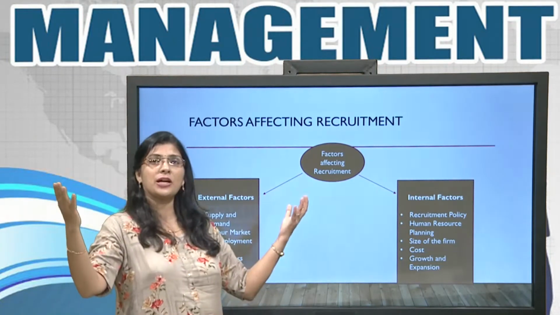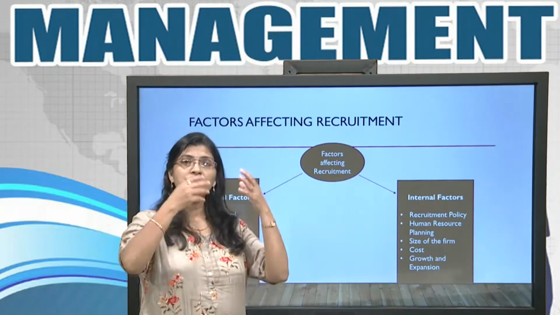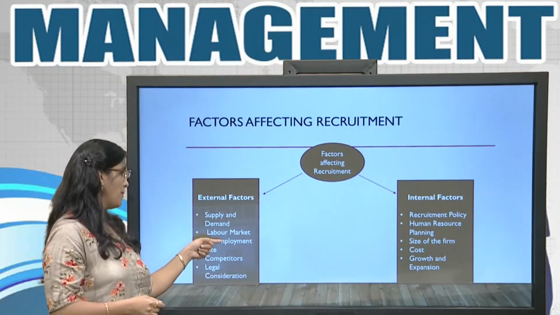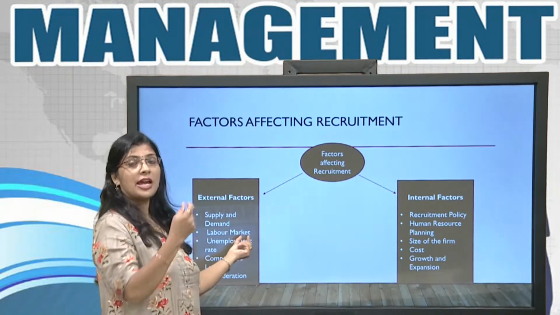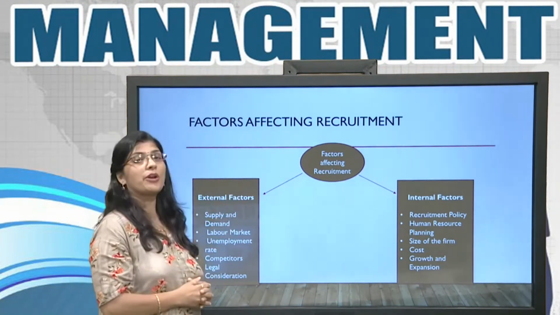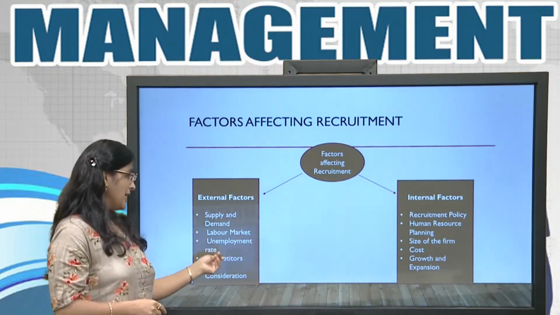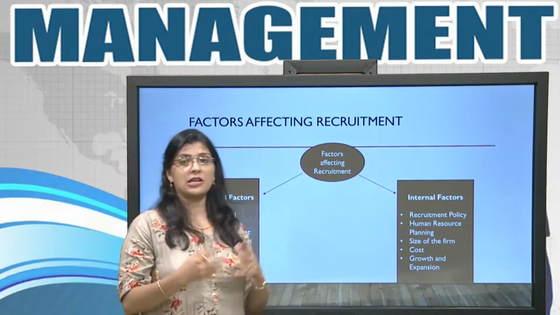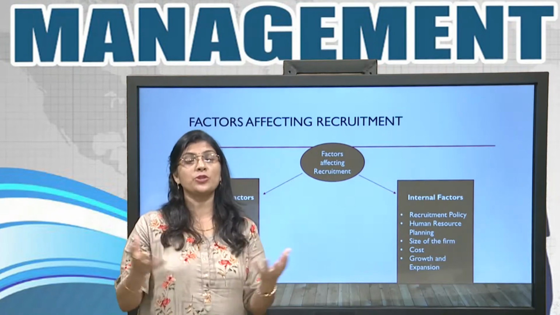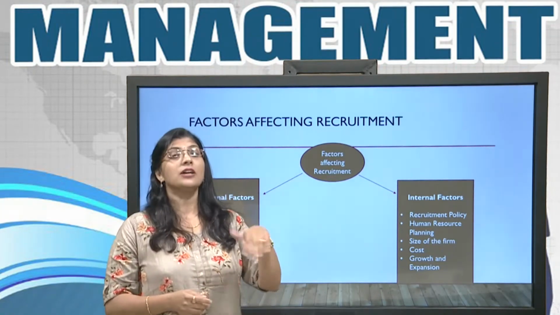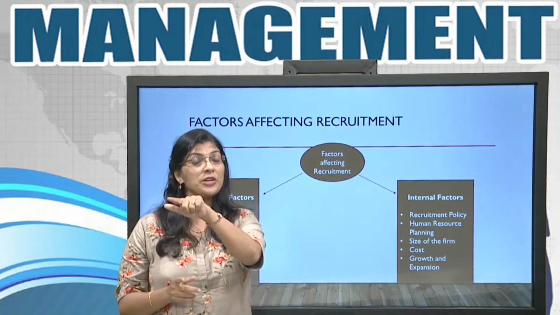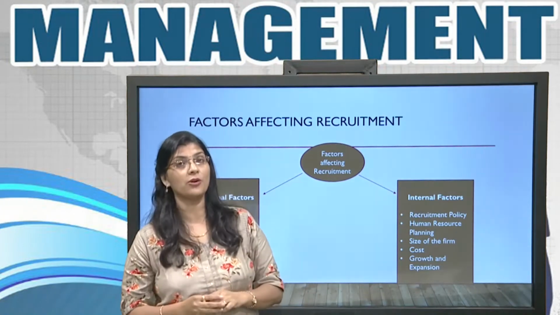If there is a vast labor market, then there is no need to go for a robust recruitment process. Similarly, if the unemployment rate is more, then you can get candidates very easily. Fine. That is why there is no need to go for a robust recruitment process. In the case of competitors, the recruitment process works like this. If a competitor hires more employees year on year to improve the efficiency of the organization, then the other firm should also go for the same if they are to survive in the market. So, competitors impact the recruitment process of any organization.